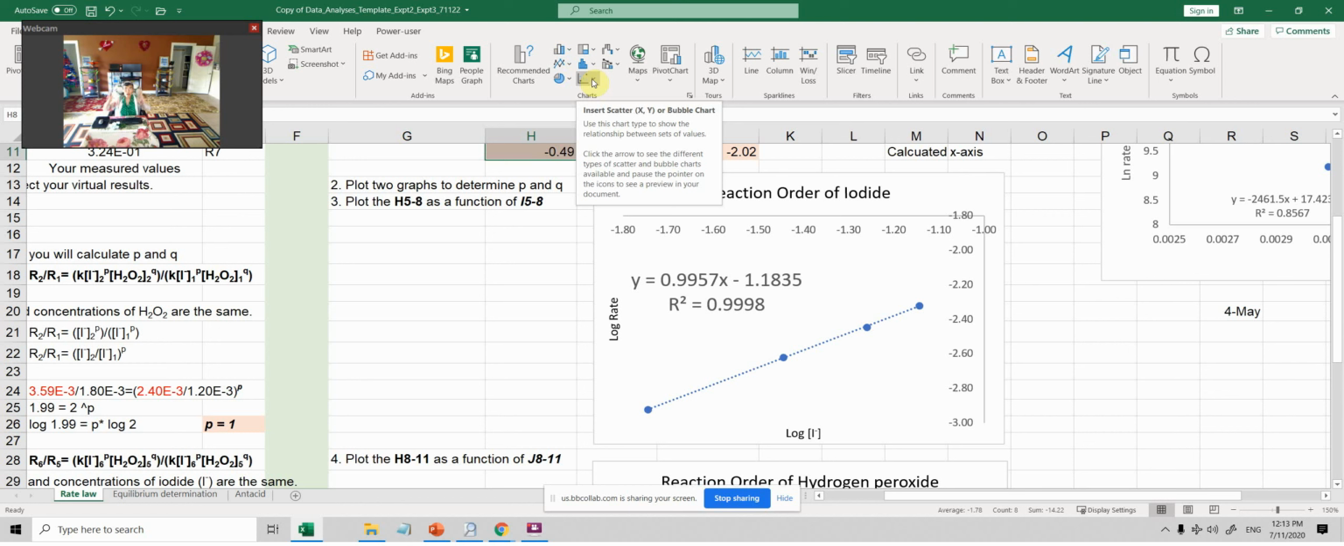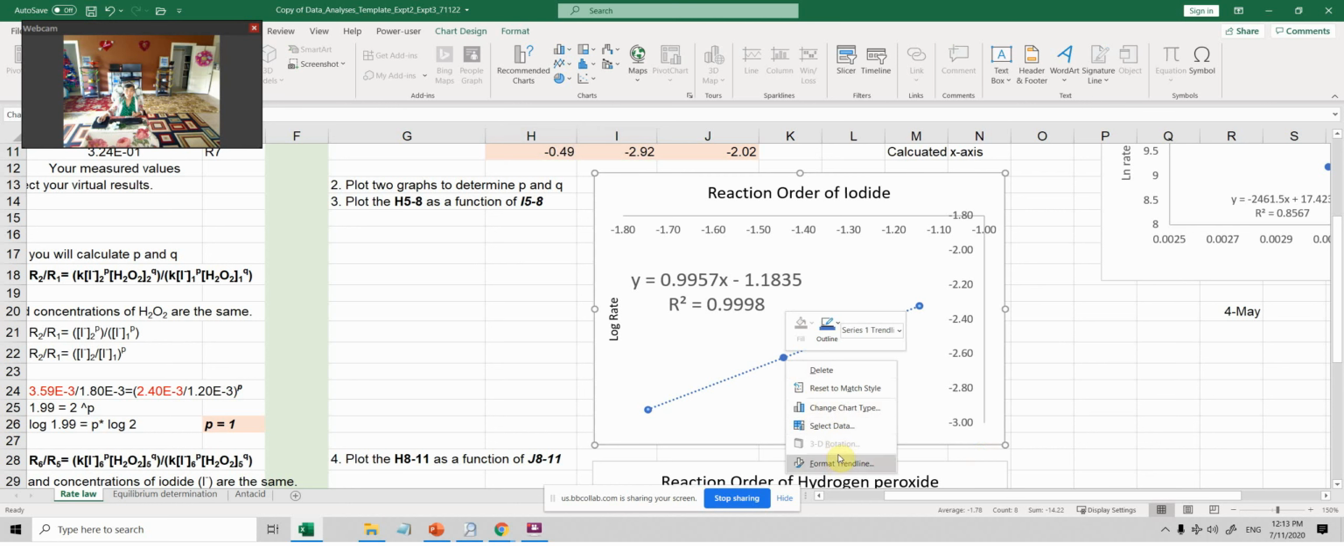And then you are going to determine the best fit line. So in this case, you add the trend line. Click any point, add your trend line, and then display the equation, display R squared. This slope is the reaction order for that reactant. In your case, it's for your iodide, I negative.